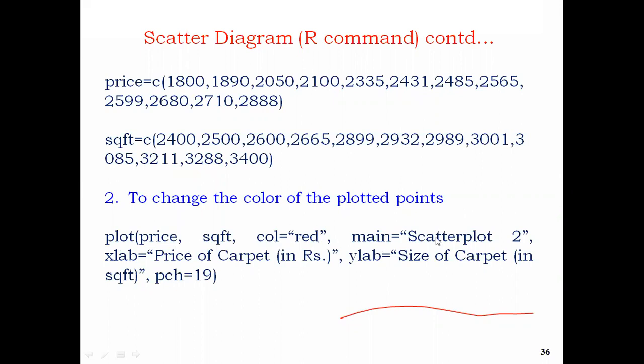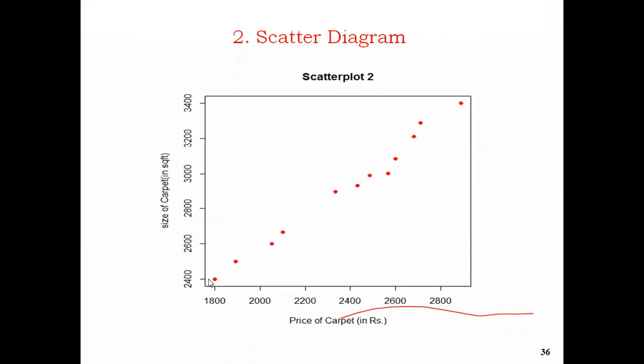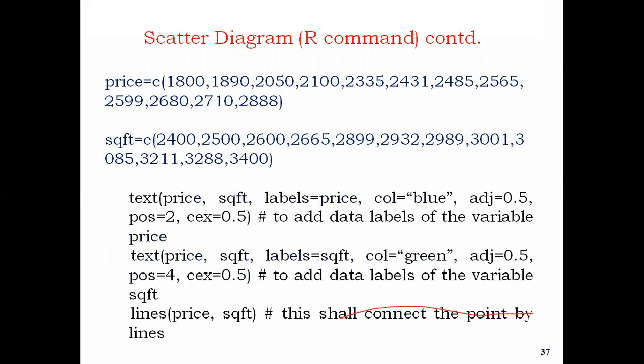Then scatter plot 2, I am giving the name of the plot as scatter plot number 2. Then labels of x and y are given here, and then we have considered plot character as 19. So this is your scatter plot number 2. This is very simple, we can do it. Then you see again what we have done here.